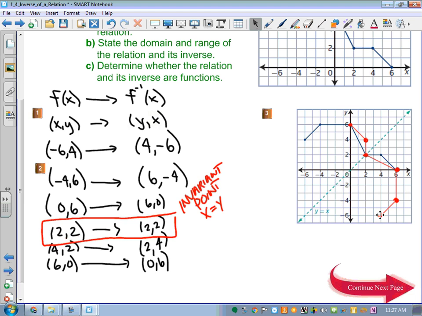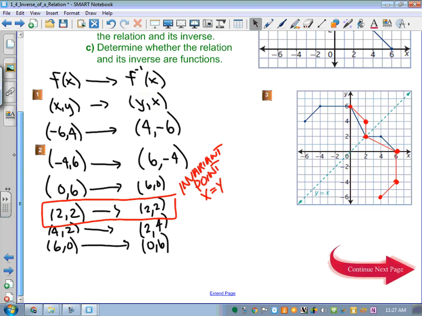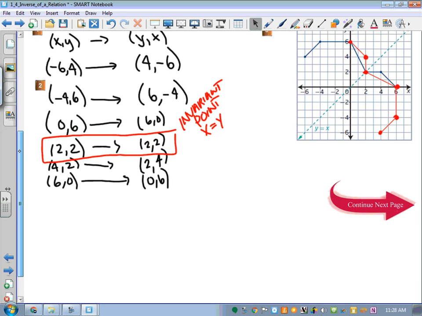Okay, the next part wants us to state the domain and range of the relation and its inverse, the relation being the graph in blue and the inverse being in red. We're just going to exploit that graph, and we can take a look at the domains and ranges as given to us.